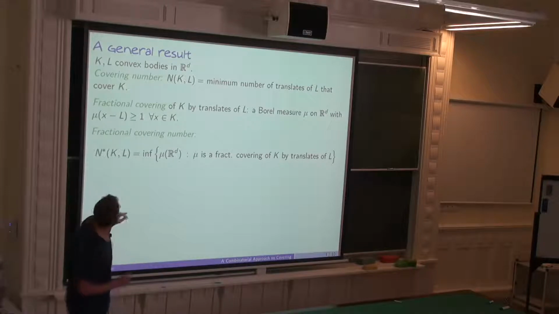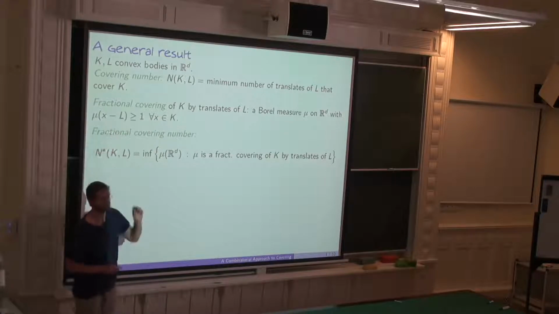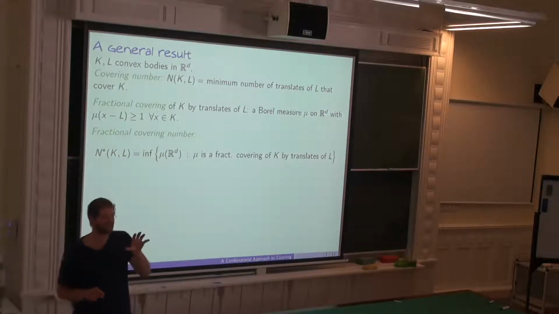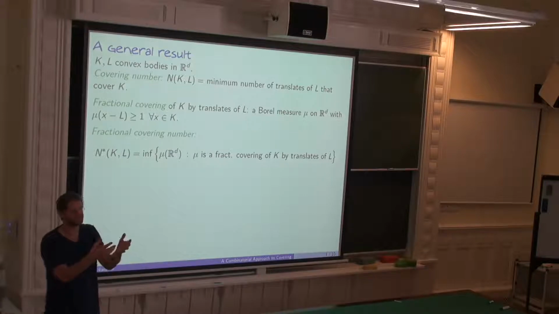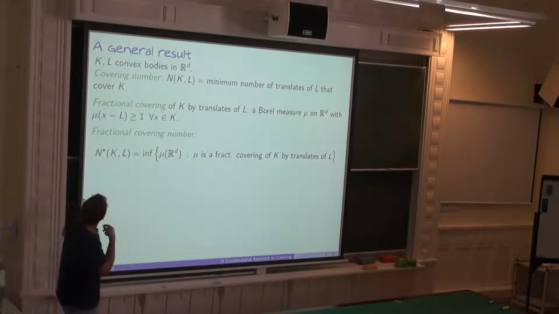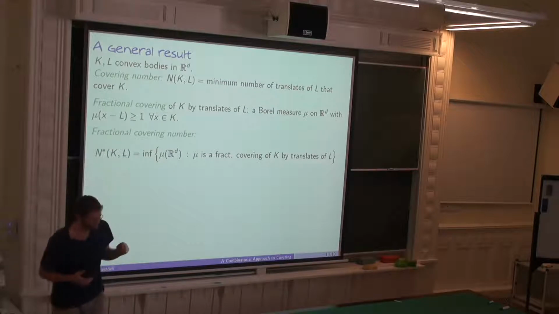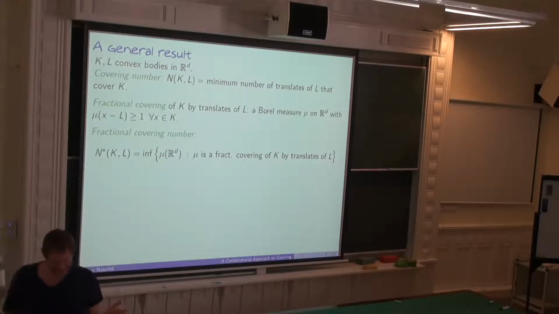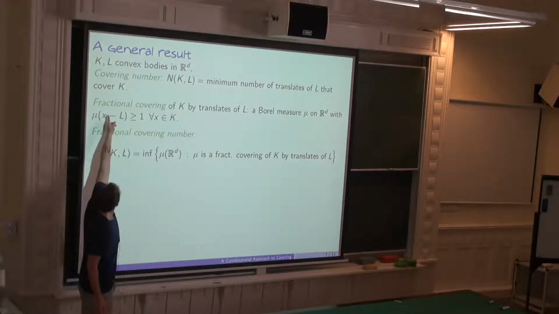What does it mean? Well, it means that for any point x of K, if I take x minus L, then there has to be a translation vector in x minus L, right? Because that's exactly what it means. If I select translation vectors, x is covered by a translate of L if there is a translation vector in x minus L.